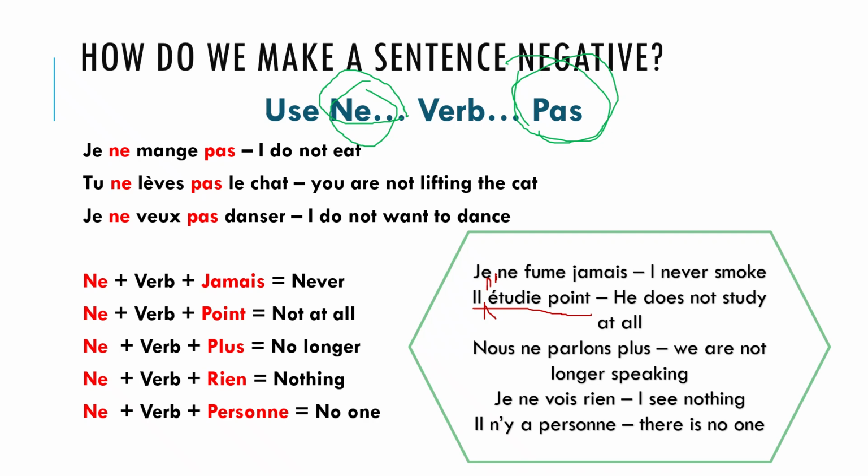Alright? Nous ne parlions plus. We are no longer speaking. We are good friends now. Nous ne parlions plus. Je ne vois rien. I see nothing. Il n'y a personne. There's no one here. So ne pas or ne followed by any one of these things is a negative marker.